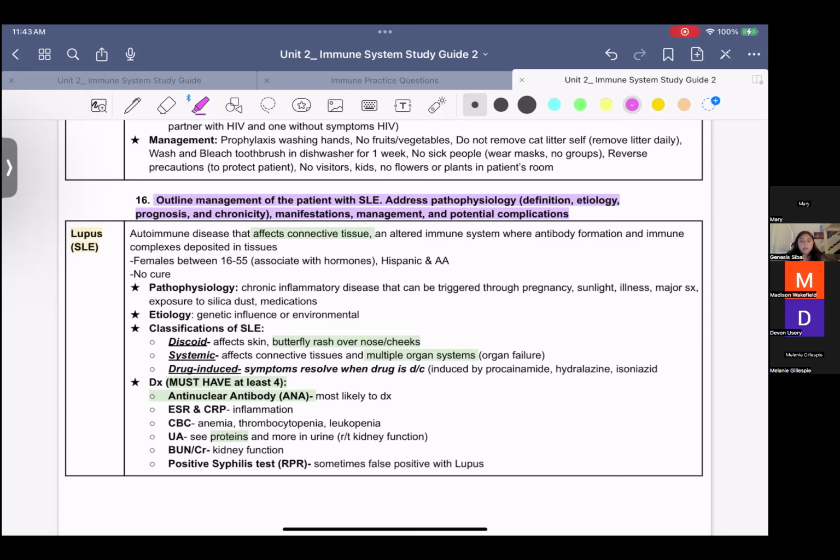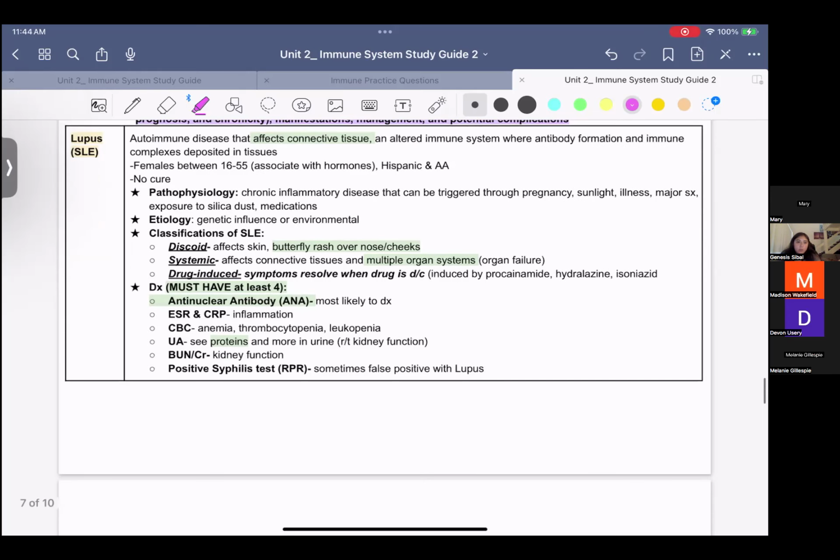So there's no visitors allowed in the room, no kids, because they carry sickness very easily. No flowers or plants in the patient's room. Same thing with the fruits and the vegetables, right? They have a higher chance of finding bacteria, parasites, things like that. So yeah, okay. Now going into lupus, same thing.